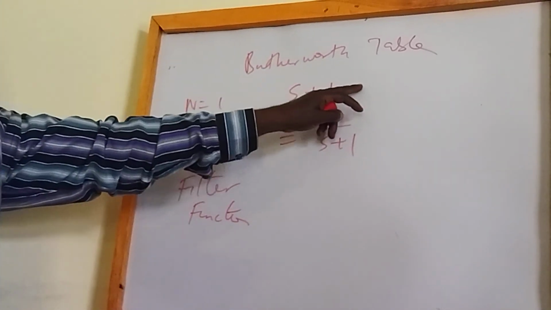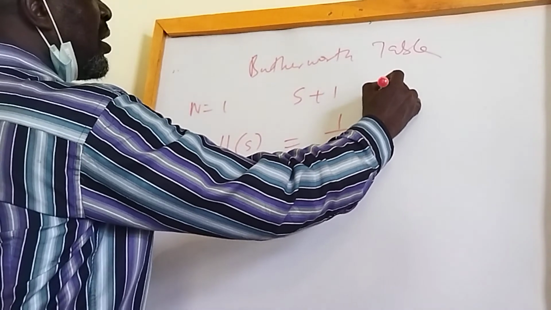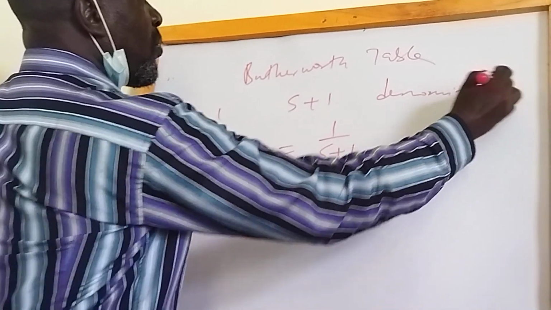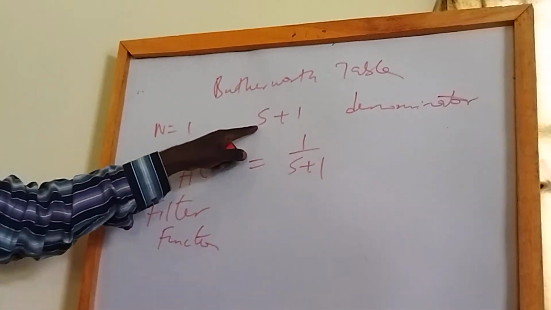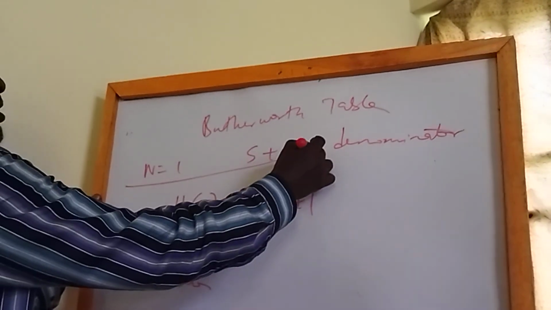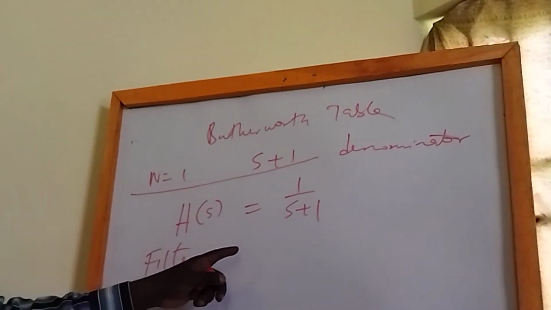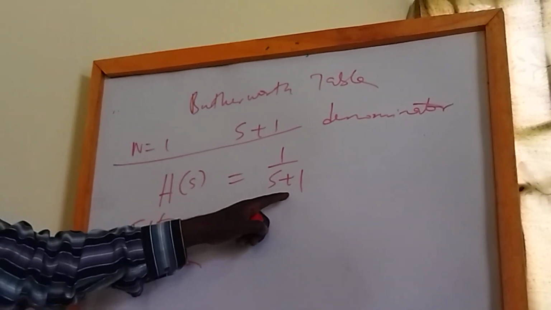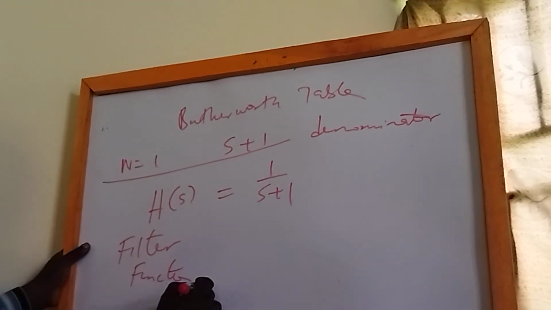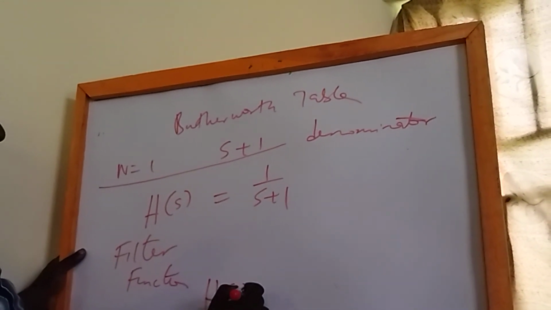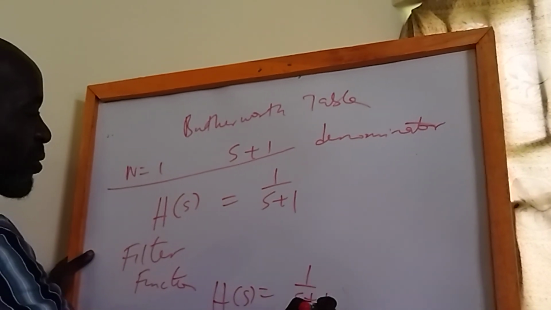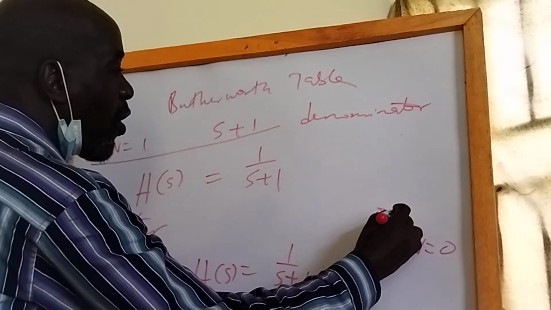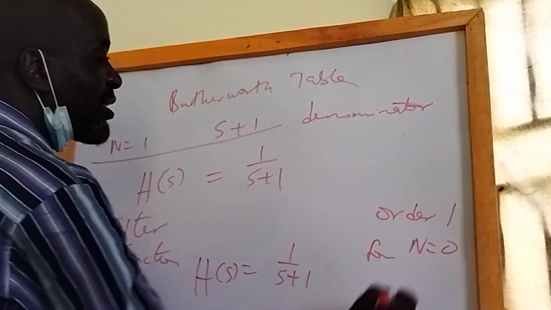What they write in the table is the denominator. But when you want to interpret it, the filter function is going to be 1 over that denominator. So h of s equals 1 over s plus 1 for n equals 1, or order 1, first order.